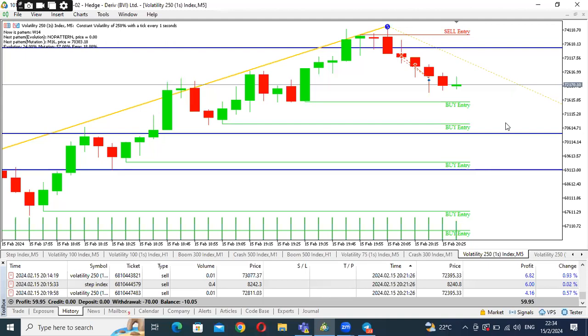For instance, this is a smart money concept. According to smart money concept, we say whenever it breaks this point, you should enter a buy after the retracement.